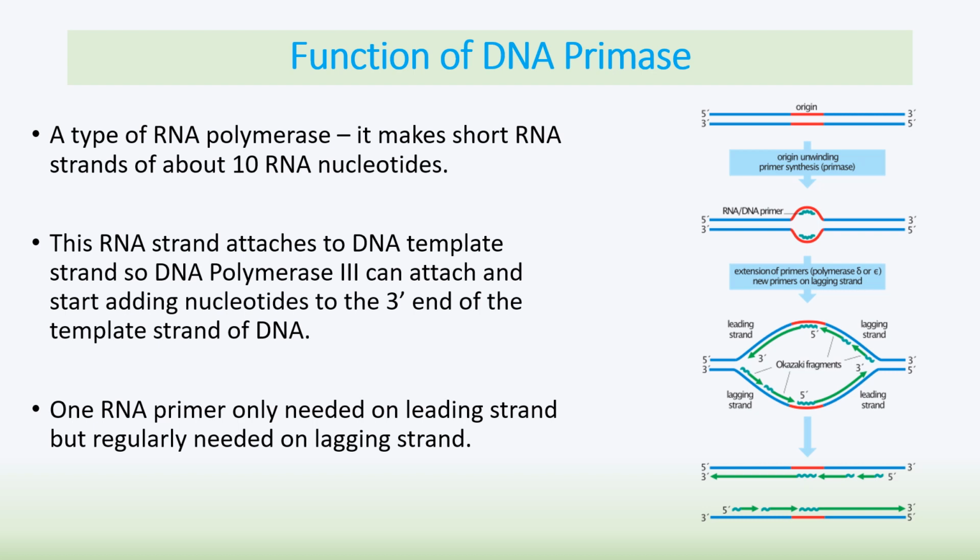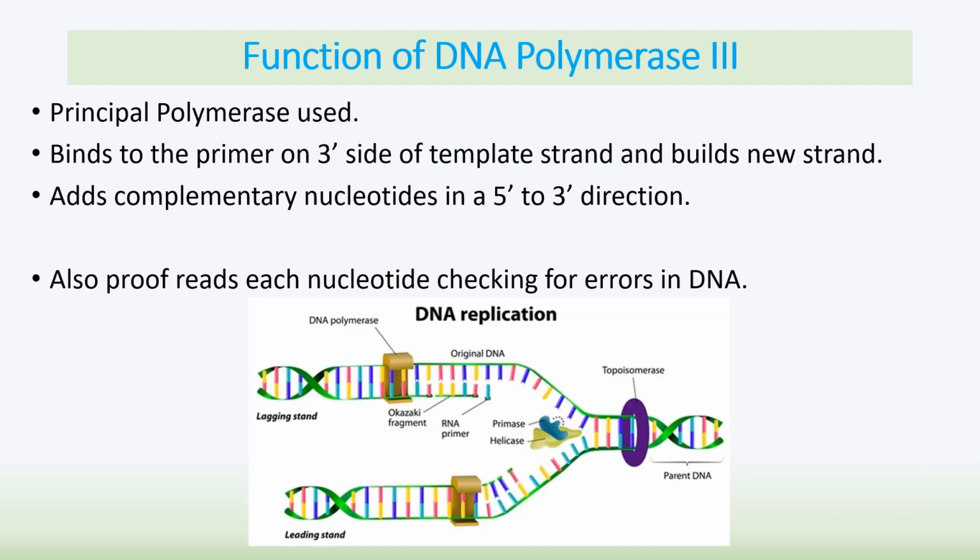So effectively what we do is we have to add a double strand on to allow the DNA polymerase enzyme to attach. So we need 1 RNA primer to attach on the leading strand, but because we're making multiple strands on the lagging strand, you need regularly attaching the primase there. DNA polymerase 3 is the principal polymerase used to make new DNA. It binds to the 3' end of the template strand and builds a new strand, adding complementary bases from a 5' to a 3' end in the new strand being built. It also proofreads each nucleotide, checking for errors in the DNA.